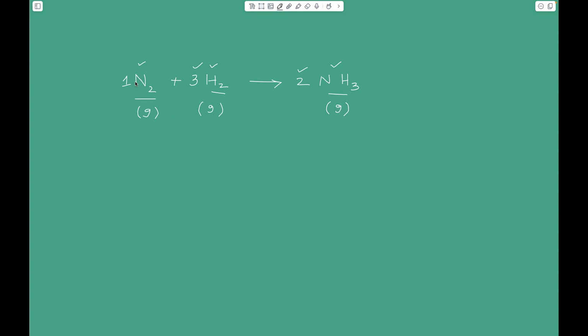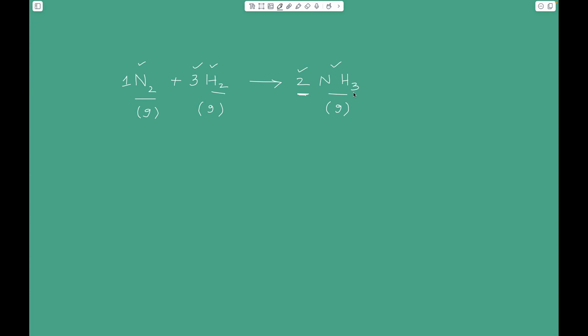They tell the number of molecules of each type that completely react with one another and the number of molecules of product formed during that reaction. So, in this case, we understand that one molecule of nitrogen completely combines with 3 molecules of hydrogen to form 2 molecules of ammonia.